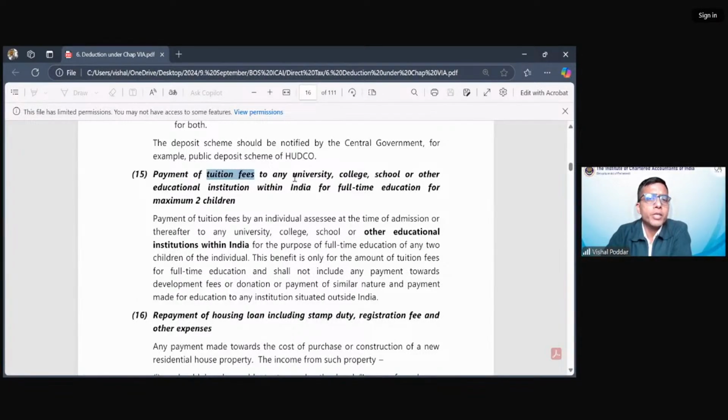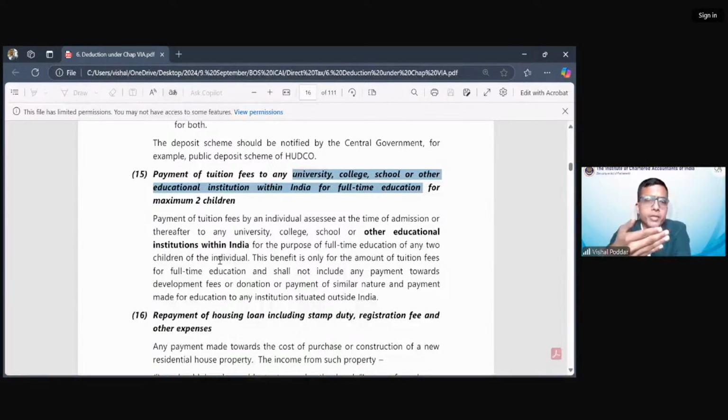It covers fees that you have paid to university, college, school, or other educational institution within India which is providing you full-time education. Like you join school, you are paying fees in school. You join some college, you join some university, you are paying fees over there, and it is for full-time education.